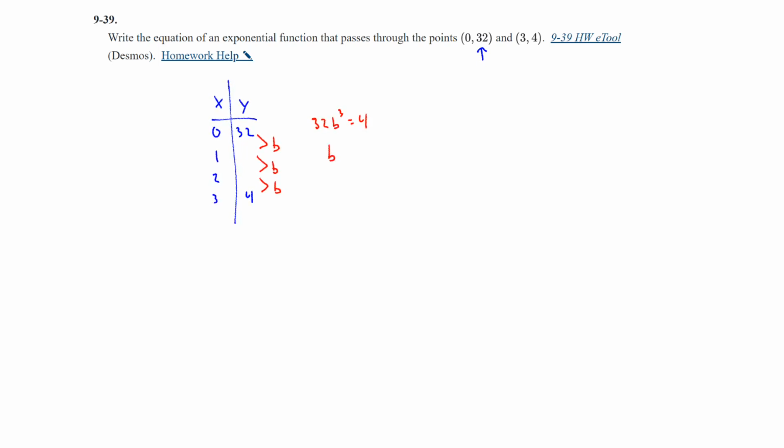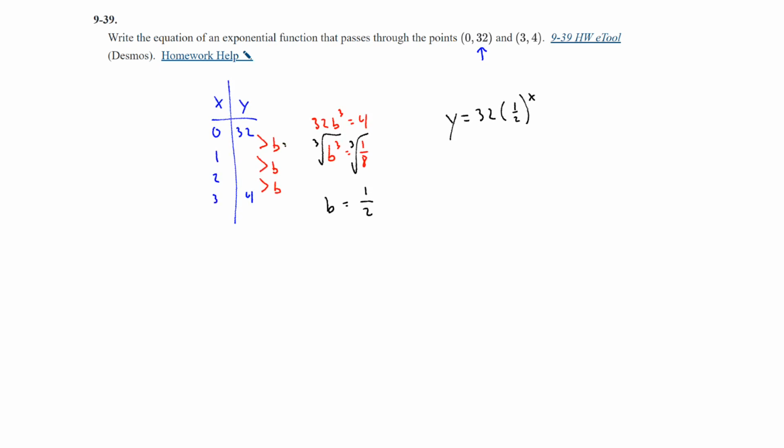And then I can divide by 32, and that would reduce to 1/8. And then I can take the cube root of both sides to get b by itself. And the cube root of 1/8, if you take the cube root of 1, that's 1, and the cube root of 8 is 2. So b has a multiplier of 1/2. And so I know the starting value is 32, so we can write the equation. Y is equal to 32 is my initial, my multiplier is 1/2, and then that gets raised to the power of x, because 1/2 is the one that you keep multiplying.